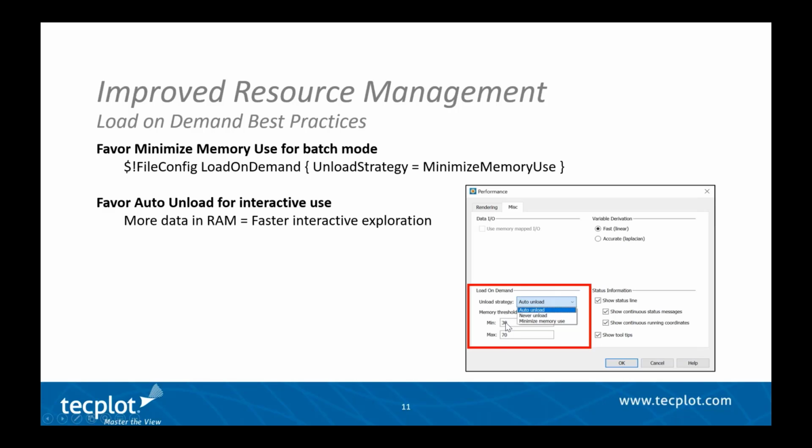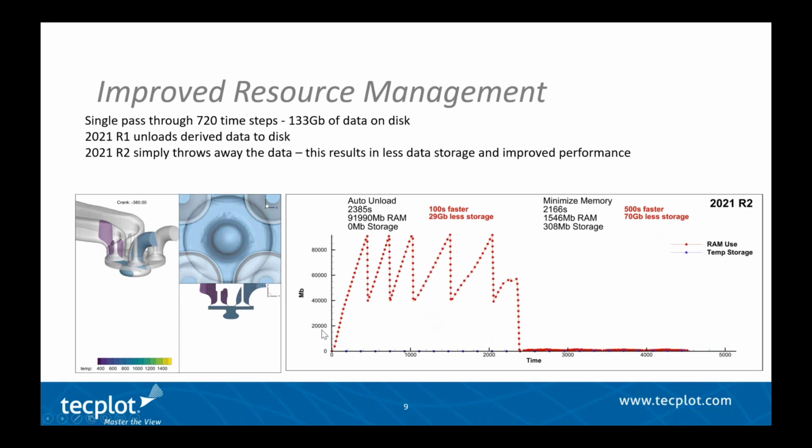So the minimum threshold of 30, upper threshold of 70. If I just go back a couple of slides, you can see that when we reach that 70% limit, we're going to offload, and we're going to offload until we get down to the 30% limit on that dialog.